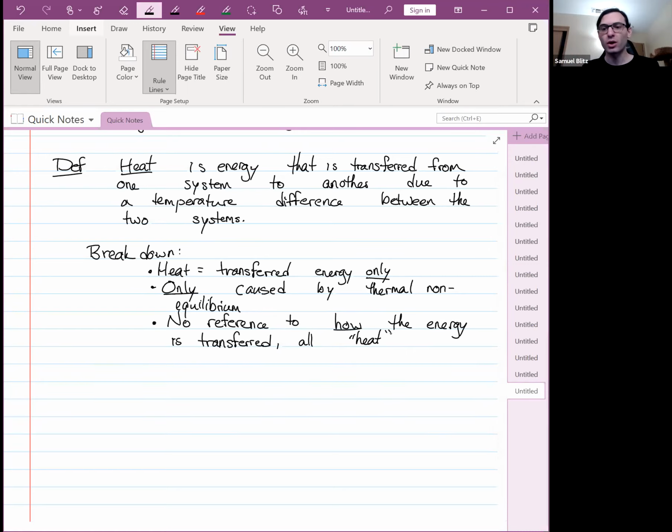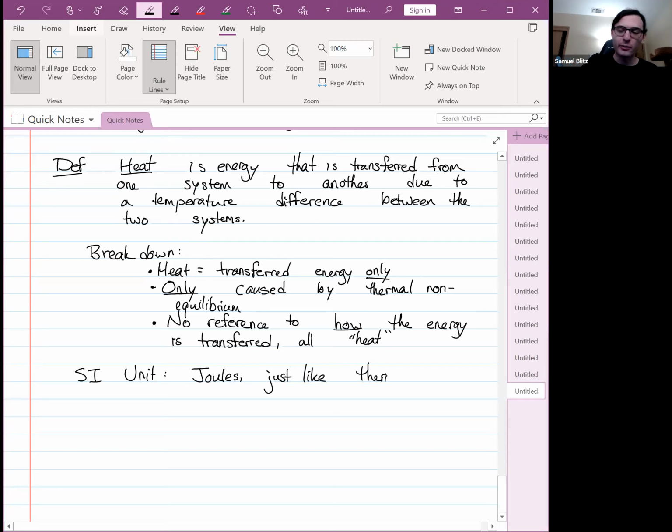How do we measure it? Well, just like work is measured in joules, we can also measure heat, and heat being a measure of energy transfer as a result of thermal non-equilibrium, the SI unit is also energy. And so it's measured in joules, just like thermal energy is. That's because if you have heat transfer into a system, the thermal energy will often increase by the same amount, all else being held equal.